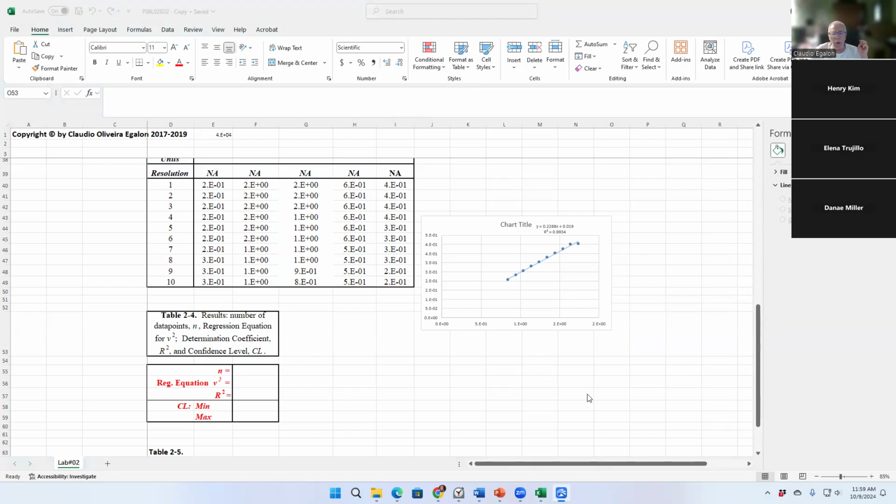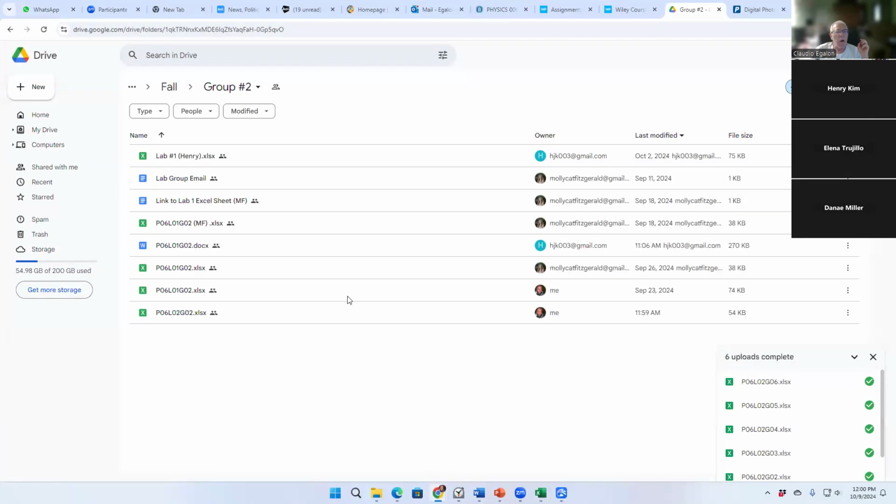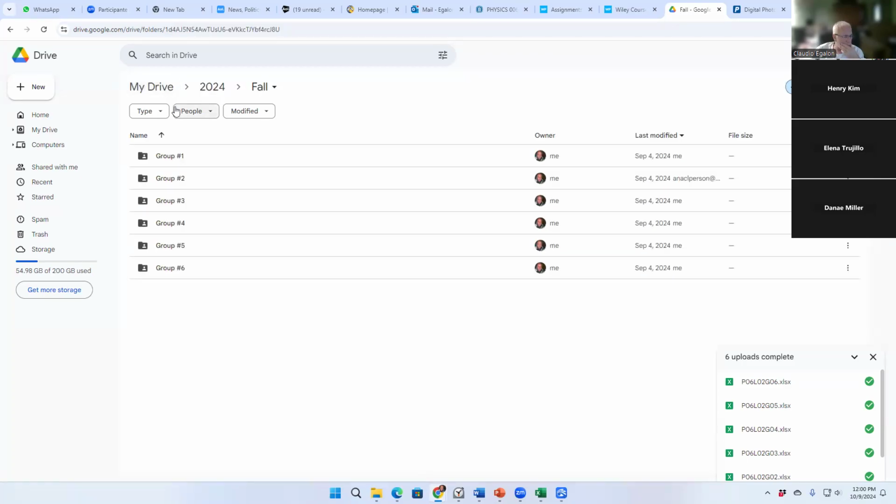Oh, you can upload your spreadsheet. Why don't you upload your spreadsheet to the group folder, and then it's going to be easier for me to see it. Let me know whenever you have uploaded.